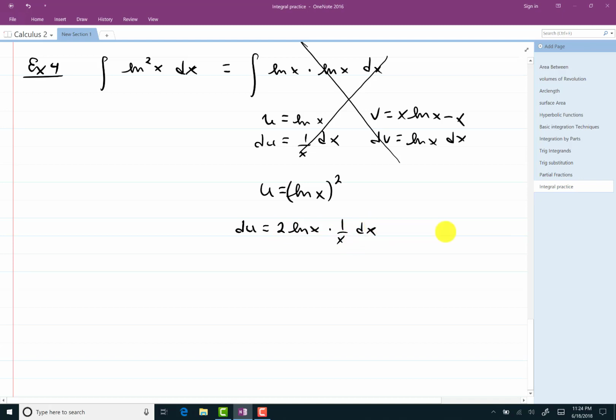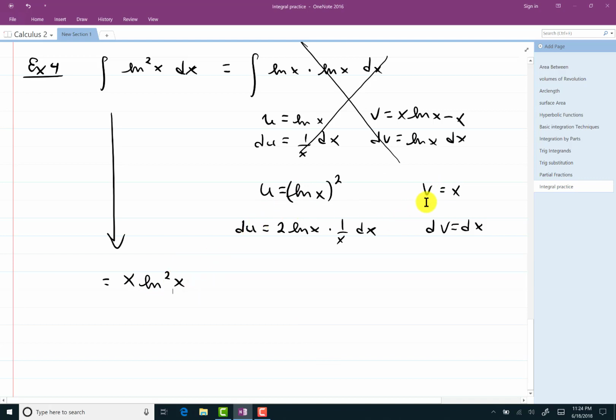Now the other piece that was left, dv, was just dx. So then v would equal x. So a lot of nice things happen, as you can imagine. This integral equals x times ln squared of x.